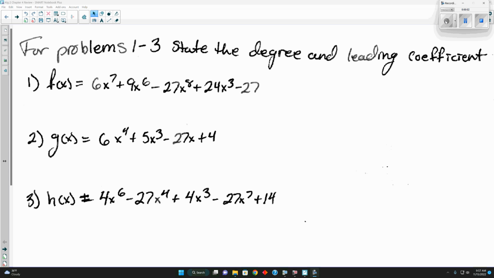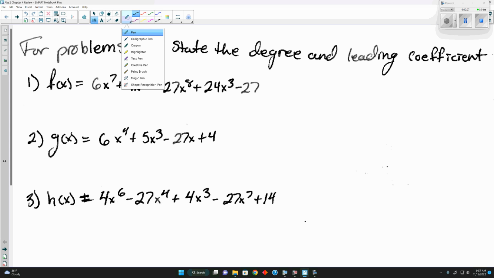All right, guys, so we're going to go on and get started. So we look at this here. So the first problems, 1 through 3. These here state the degree and leading coefficient.